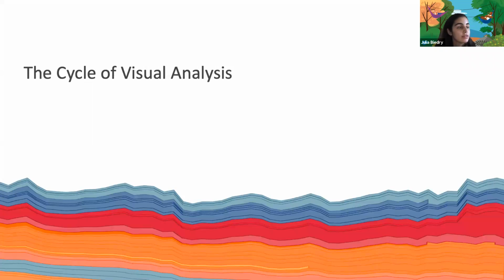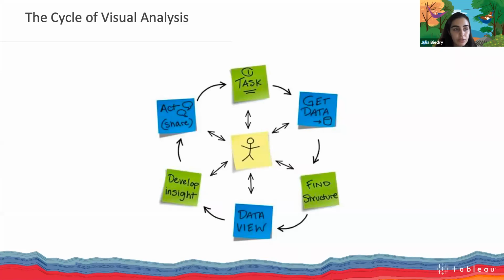Okay, so the cycle of visual analysis. Visual analysis isn't just looking at a chart or using colors. It's a life cycle that includes identifying, getting your data, establishing the structure of that data, choosing the best way to visualize it, drawing conclusions and insights, getting buy-in on those conclusions from your collaborative team, and then maybe starting the whole cycle over again. So visual analysis is definitely not a linear process. It's very cyclical in nature.